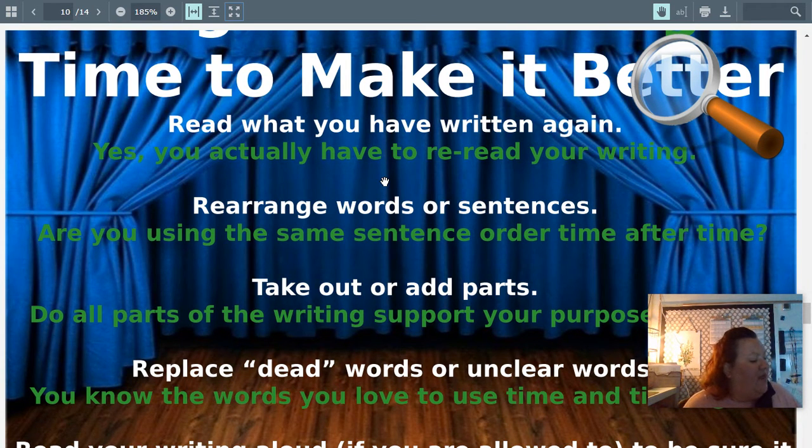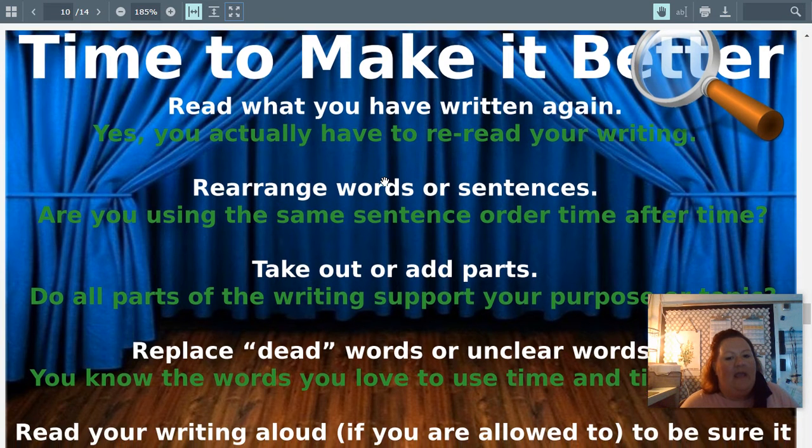Number 25, number 26. What number are we on? 25? 24. No, we've already done 24. We're on number 26. What can you ask yourself to know whether to add or delete material?